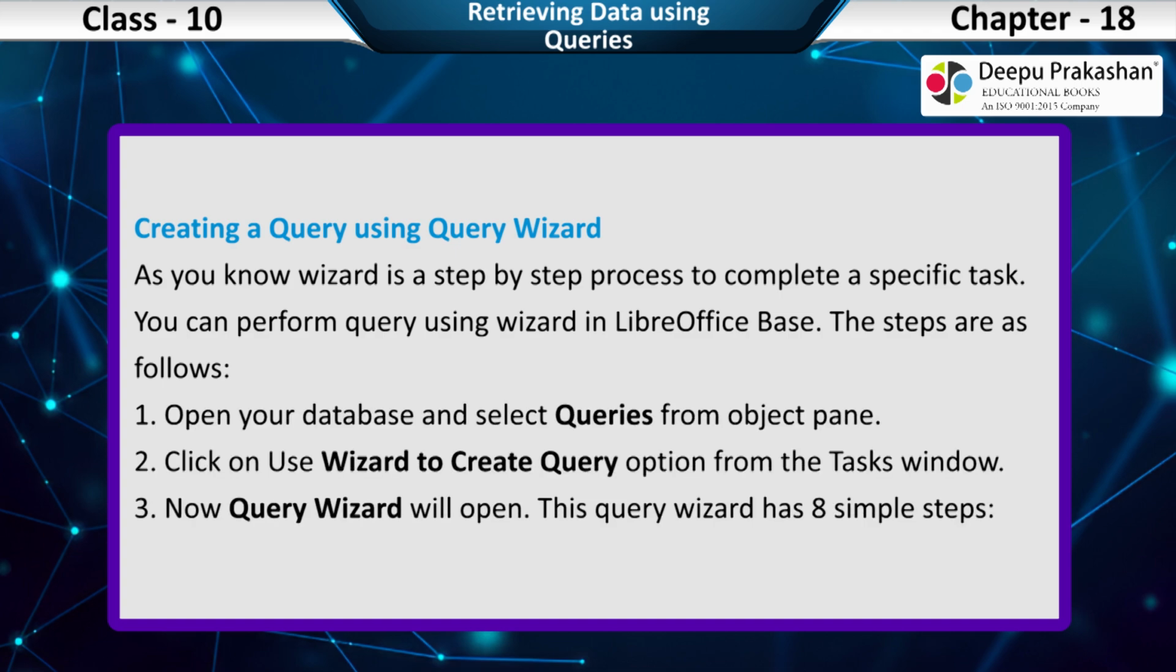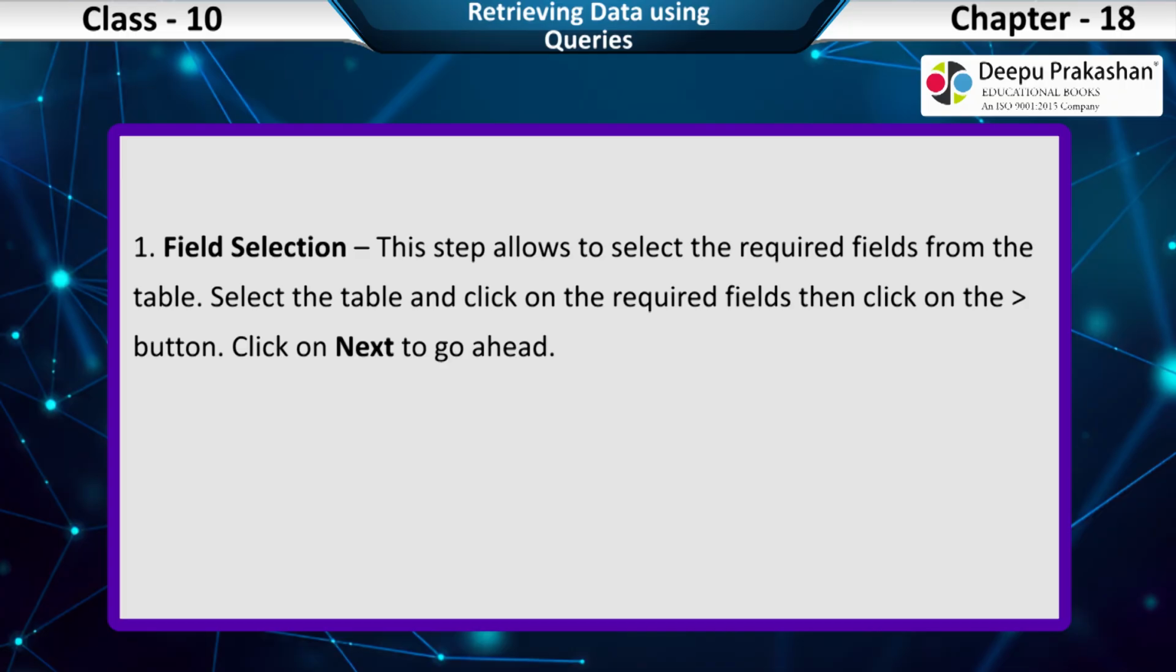Open your database and select Queries from Object pane. Click on Use Wizard to create query option from the Tasks window. Now Query Wizard will open. This Query Wizard has 8 simple steps. Field selection. This step allows to select the required fields from the table. Select the table and click on the required fields, then click on the button. Click on Next to go ahead.